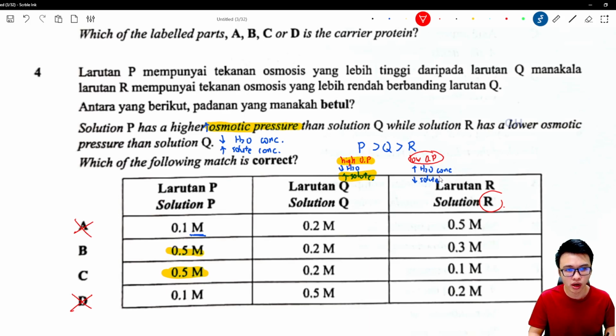Supposing you have a very, very low solute concentration, so 0.1, 0.3. Which one is lower than Q? This one, 0.1. So C will be the answer. Alright, I have seen the schema jawaban, and the schema jawaban shows the answer as A for this question. So the answer in the schema jawaban is wrong. It's not A. The answer should be C.